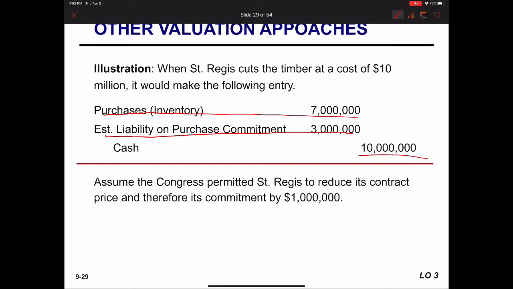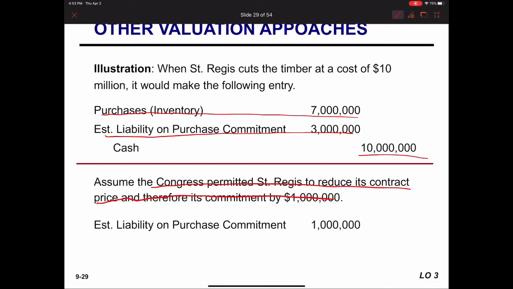If it is renegotiable, for example, the seller permits the buyer to reduce its contract price by $1 million, then the estimated liability will be decreased by $1 million, and the unrealized holding loss will be decreased by $1 million. So we debit estimated liability on purchase commitment and credit unrealized holding losses.